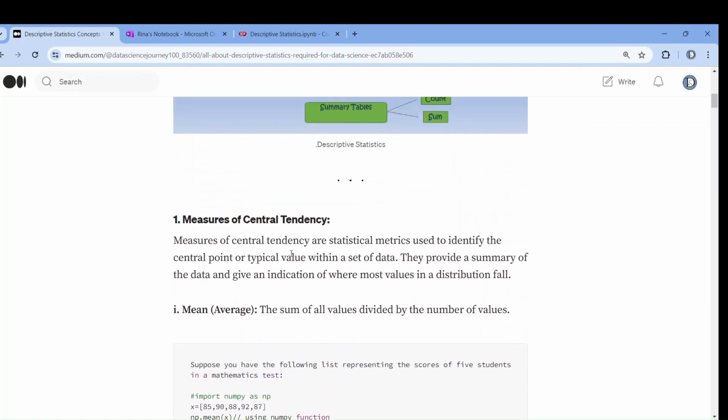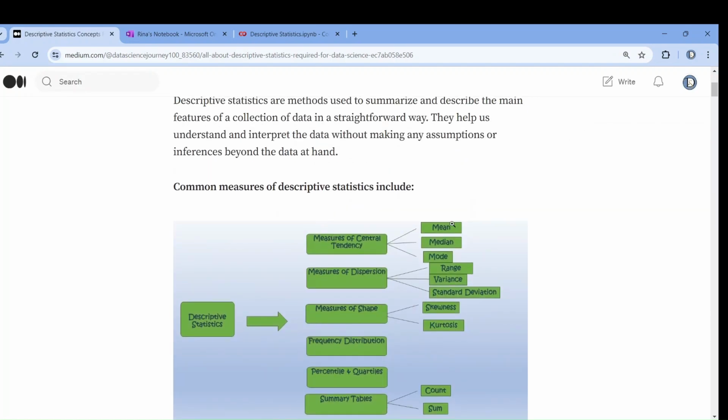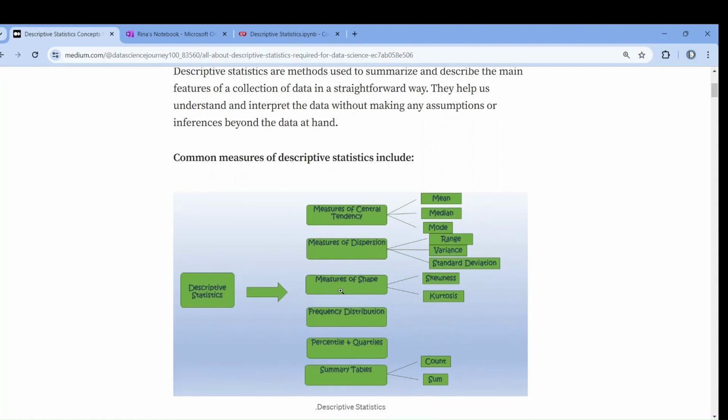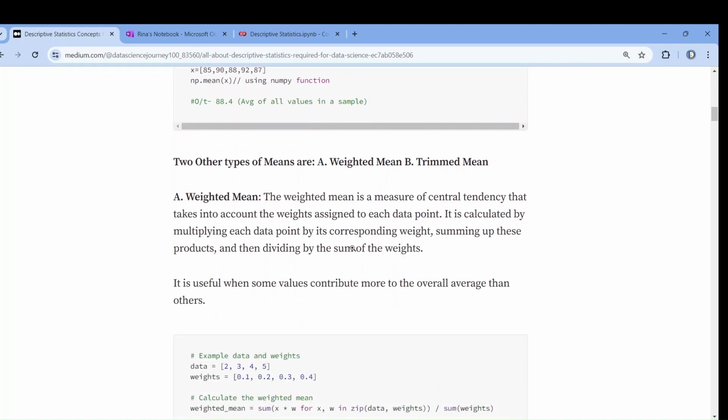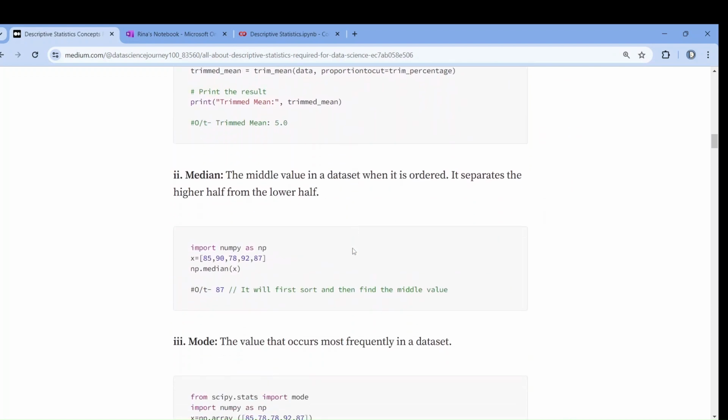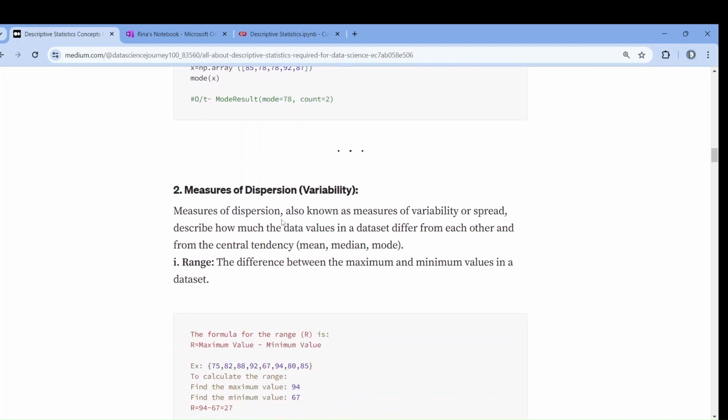So we have completed the measures of central tendency: mean value, trimmed mean, weighted mean, median value, mode value. Next, understand measures of dispersion. This is exactly opposite. Central tendency means you want to know the central point. Dispersion means how much the data is spread. What is the variability in the data set?